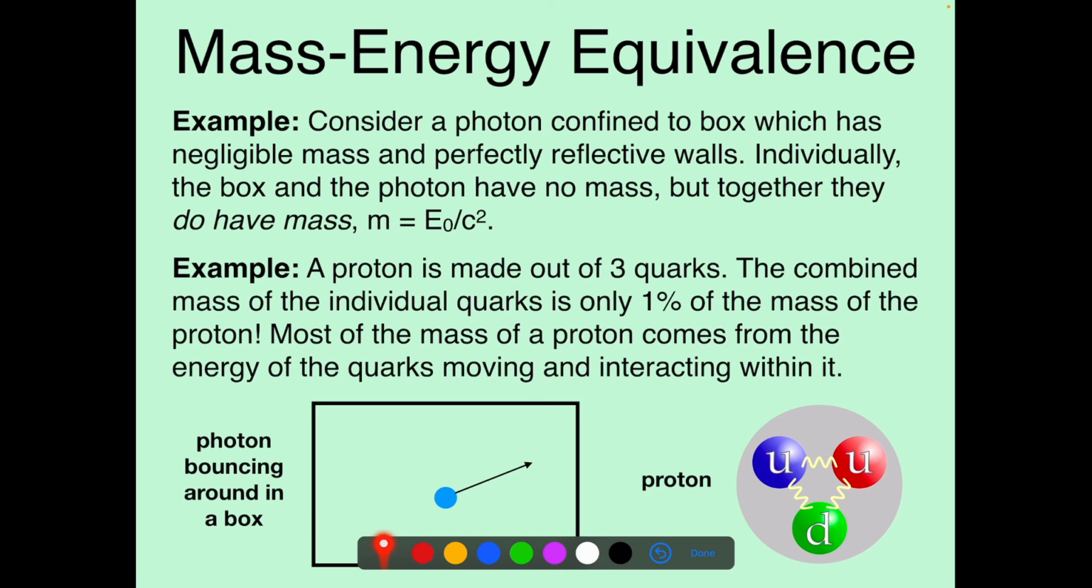So you can't actually just add up the mass of the individual parts of something to get the total mass of the combined system, okay? That's actually not how it works according to the mass-energy equivalence, because some of the mass of the proton, for example, in fact, most of the mass of the proton, 99% of it, comes from the energy of the quarks that are moving around inside of it.